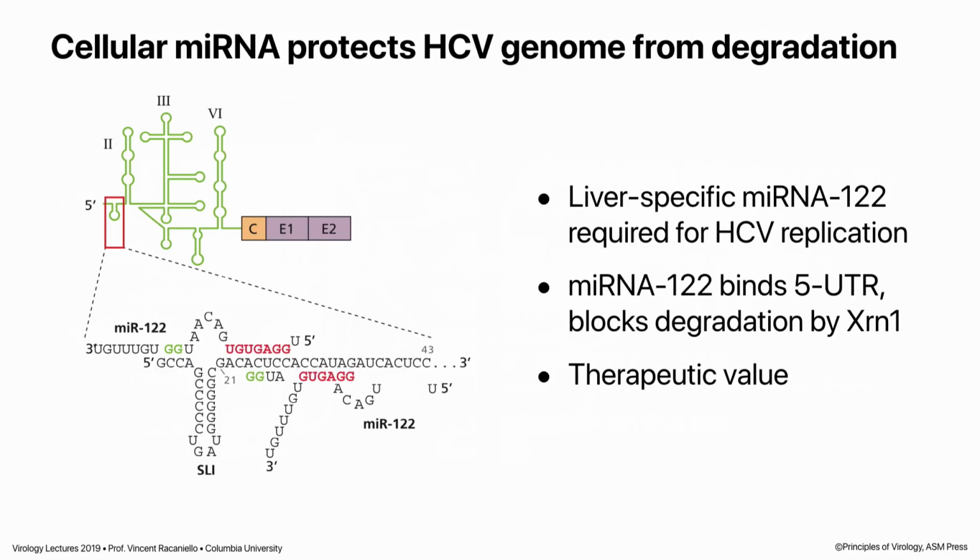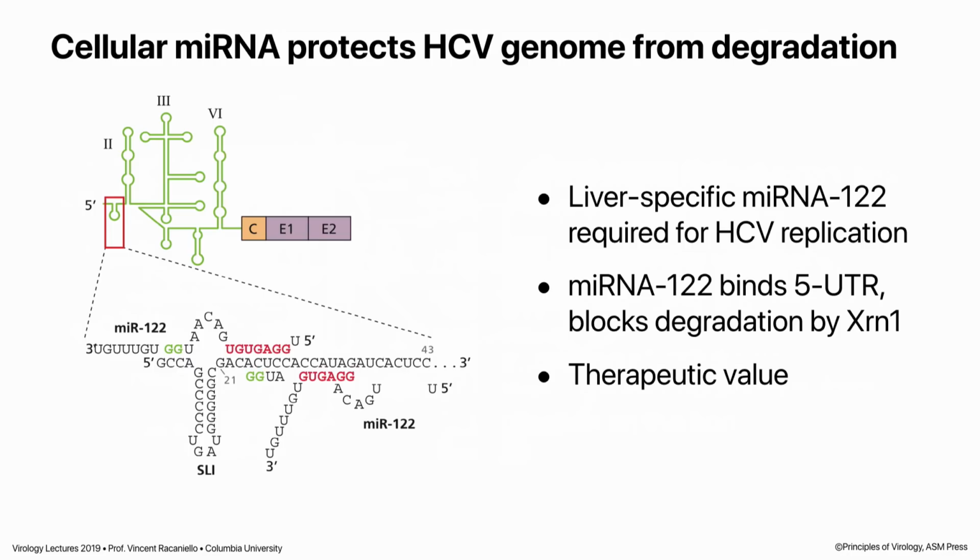And this stem loop is bound in the liver, in liver cells specifically, by microRNA 122. So miR122 binds at two places in this very 5' stem loop. And that protects the viral RNA from degradation by cell enzymes, in particular XRN1. So a cellular microRNA is protecting the viral genome from degradation by a cellular nuclease.